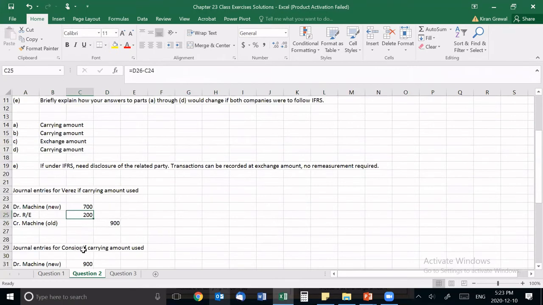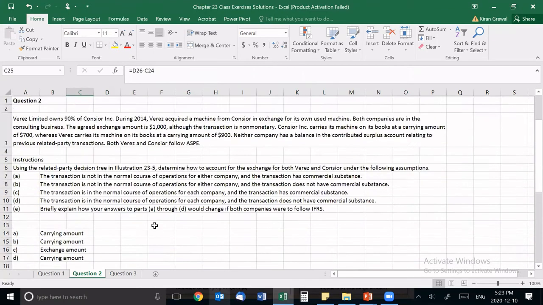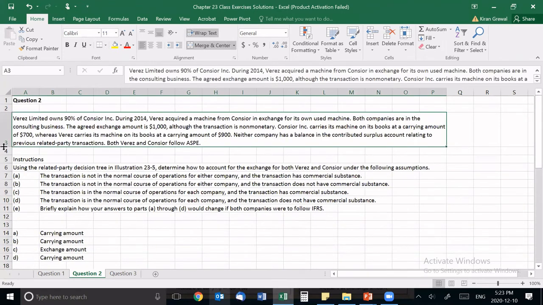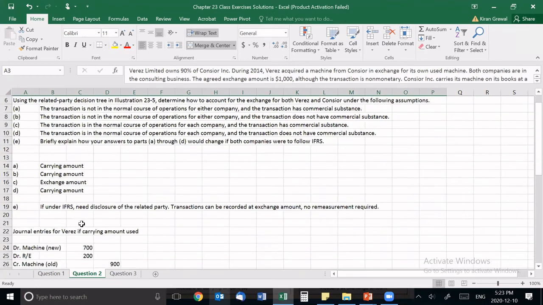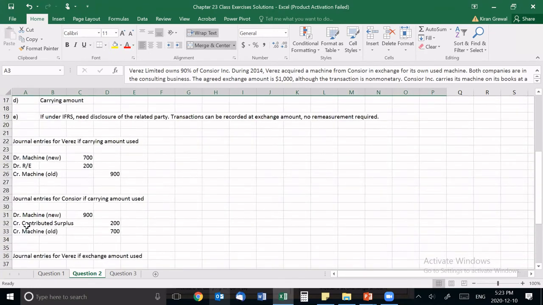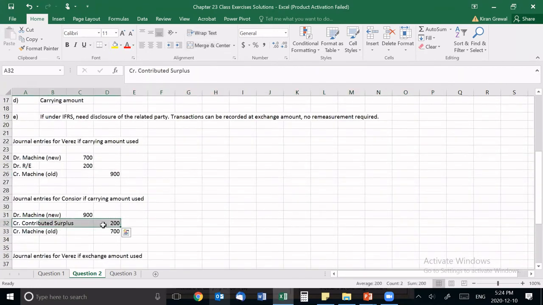And the books for Consoir if the carrying amount was used. So they're going to get machinery of 900. They're going to get rid of their machinery of 700, which means that they're going to have a gain, but we would record that as contributed surplus. Okay, so they get new machinery of 900, they get rid of their old machinery of 700 carrying amount, and then they will credit contributed surplus.